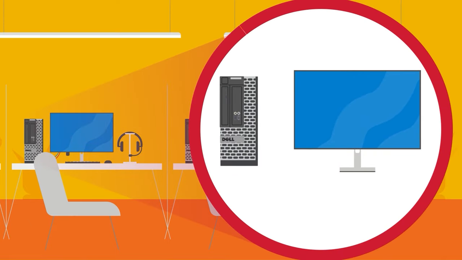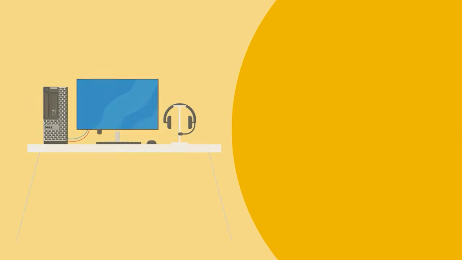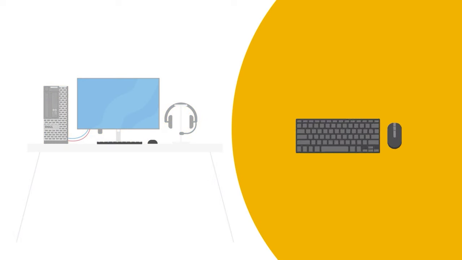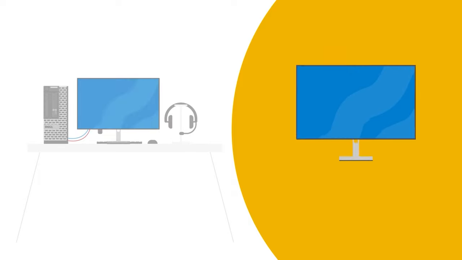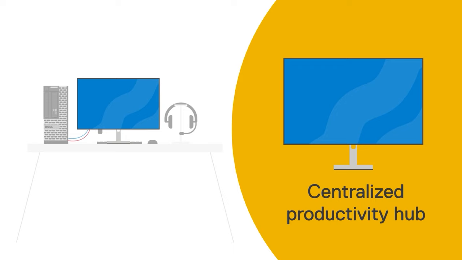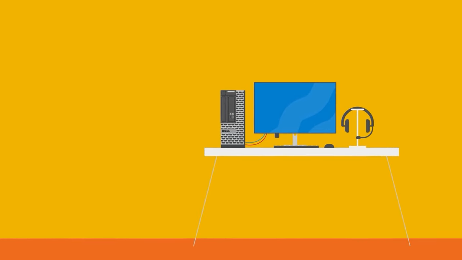A typical hot desk is set up whereby a monitor is connected to a Dell PC via DP or HDMI alongside a USB upstream cable. With Auto KVM in play, all the peripherals on the desk, including keyboard and mouse, conferencing headset, and thumb drives can be connected to the monitor. This allows the monitor to serve as a centralized productivity hub for all connected devices. A USB-C cable is also connected to the monitor, ready to be connected to the user's laptop. With all this set up, let's see Auto KVM in action.